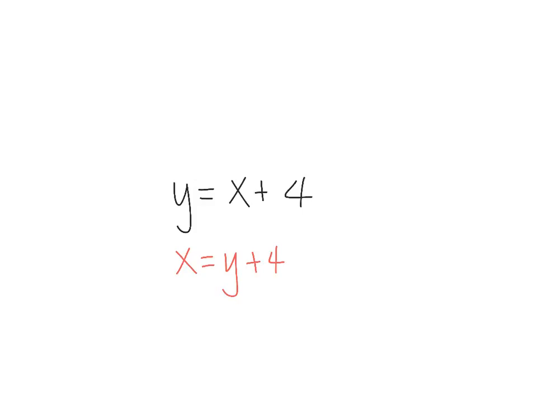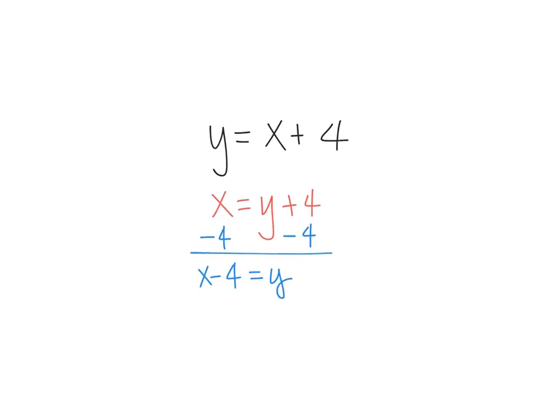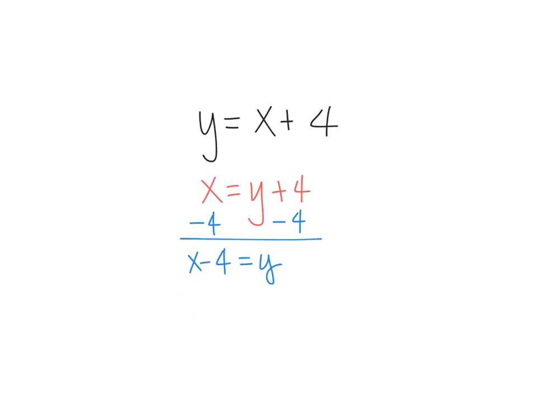I found the inverse. Now, the only problem with that is we can't actually graph anything if it says x equals. What does it need to say in order for us to actually graph it? Y equals. So how do I solve this for y? Subtract 4 from both sides and I get x minus 4 equals y. That is my inverse. Now, I'm going to write it in what we call inverse notation.